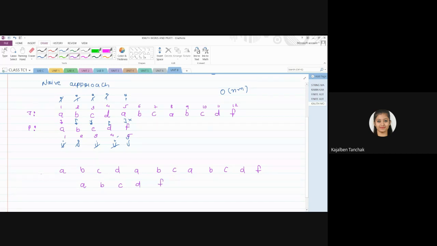Yes, by 1 you have to shift. Now just see, we reach the 5th. Again you have to backtrack and you will reach index number 2. So every time there is a mismatch of even a single character, you have to backtrack to the previous index, right? So this is time consuming.